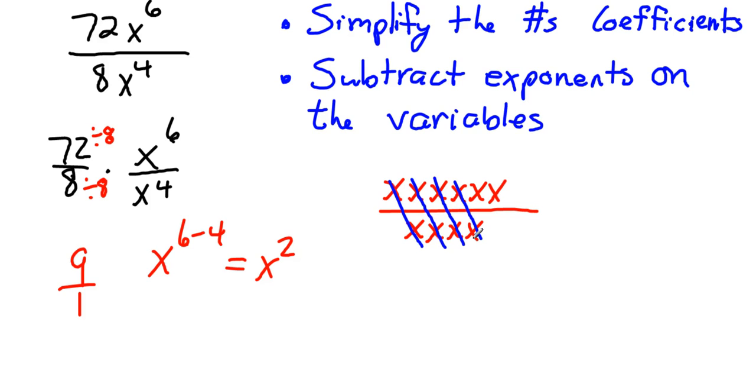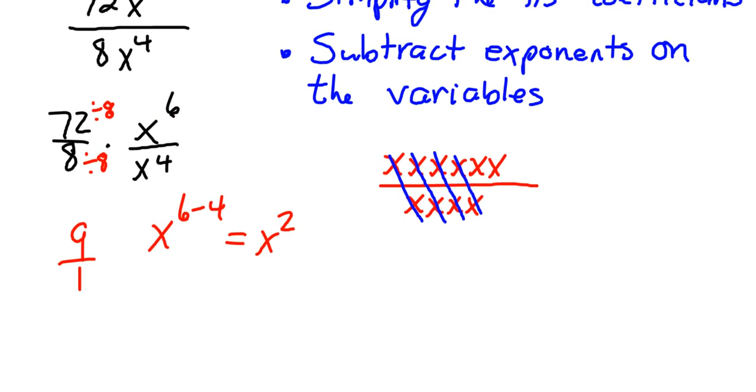So here's the biggest thing. Here's where we try to keep things as simple as you can. If you subtract the numbers, wherever the bigger exponent is, that's where your leftovers are going to be. So we've got 9 over 1, and when we have the x squared, that's going to be in the numerator. So that's 9x squared over 1, which you don't really need the 1. Just take the 1 off and make it 9x squared.